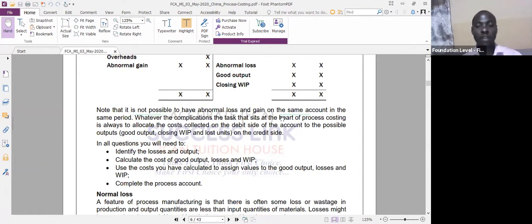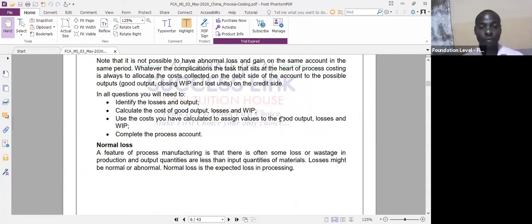So let's see how we can apply this when we talk about normal loss. Normal loss is something that happens in production, and it is also always anticipated and planned for. But losses might be normal. That's why we call it normal loss. When you anticipate a particular amount of loss and you provide for that loss, that is a normal loss.